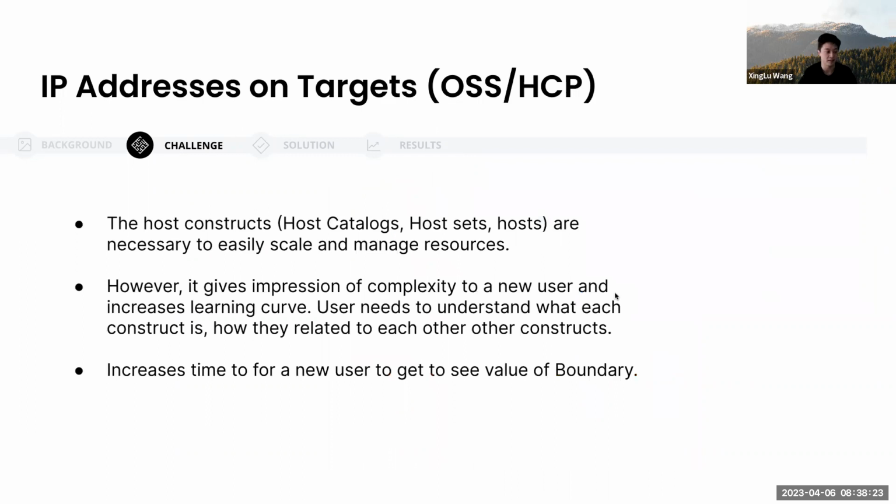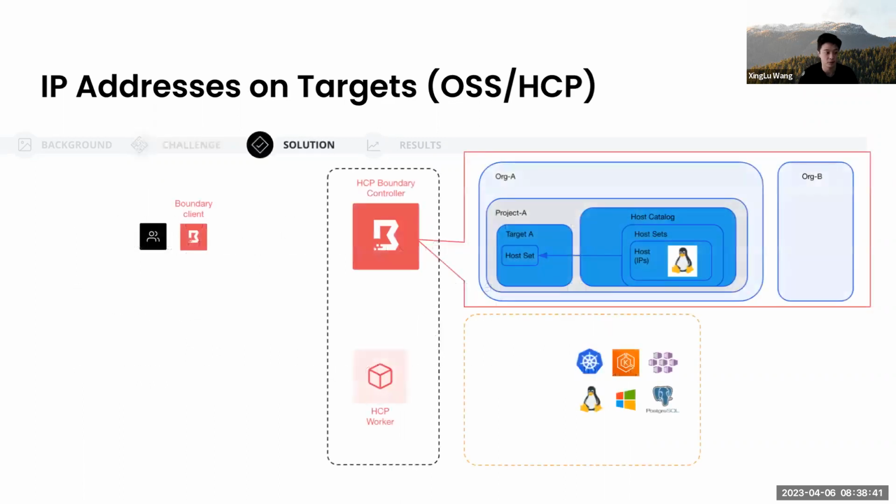So clearly, there's a lot of steps in setting up a target, especially if you don't even have any orgs or projects ready. And this has given a lot of complexity to a lot of users and a lot of confusion on how to navigate this kind of resource domain model. So in 0.12, we wanted to really streamline that process and get rid of the whole dependency on host catalogs, host sets, and hosts.